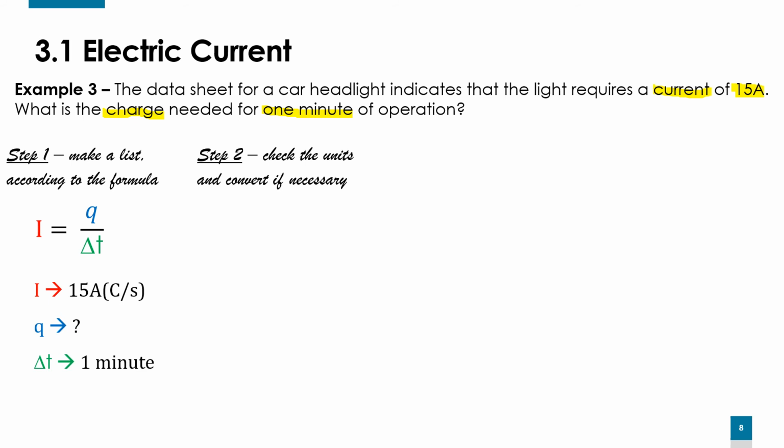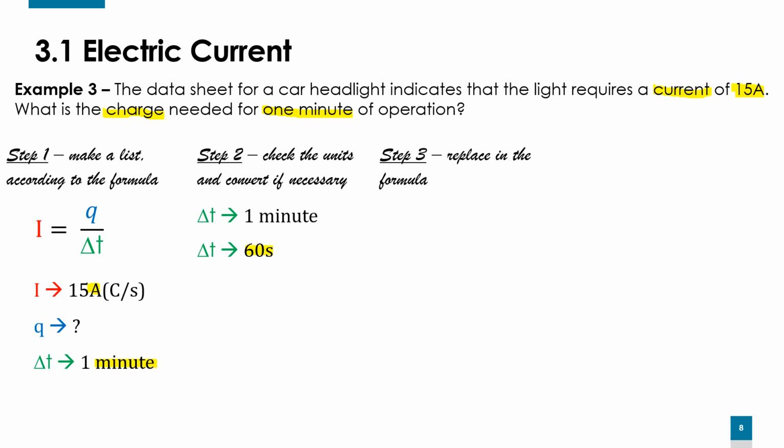Second step, check the units and convert if necessary. So let's check. My current is ampere or coulomb per second. Is that fine? Yes. What about my time? 1 minute. Is it fine? No, it should be in seconds. So 1 minute I need to convert to seconds. 1 minute is how many seconds? 60 seconds. Okay, so I need to convert first.